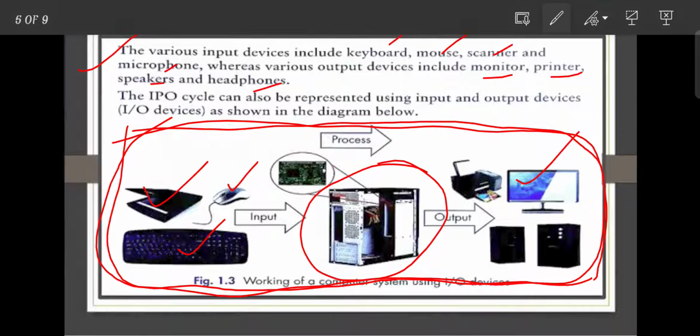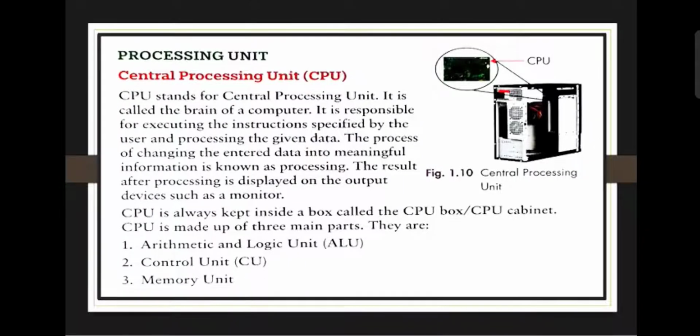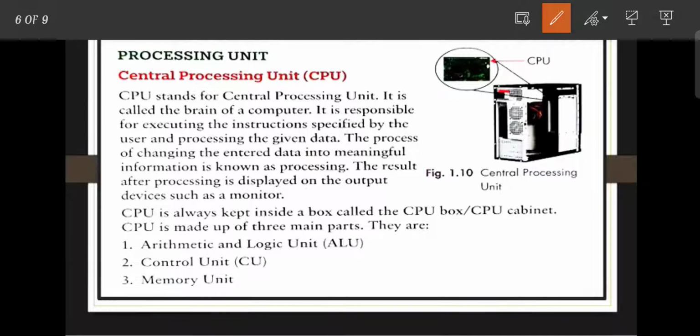Next is the processing unit. The important thing is the processing unit. The CPU stands for central processing unit, and we all know that it is called the brain of the computer. It is responsible for executing the instructions specified by the user and processing the given data. The process of changing the entered data into a meaningful result, meaningful information, is known as processing.